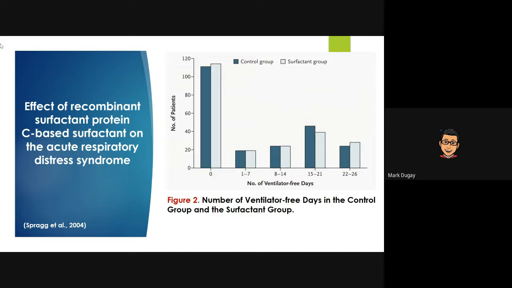Figure 2 shows the number of ventilator-free days in the control group and the surfactant group. Patients with 0 ventilator-free days included those who were never free from mechanical ventilation and those who died within 28 days after treatment, regardless of their need for mechanical ventilation. As the figure shows, there was no significant difference between the two groups.